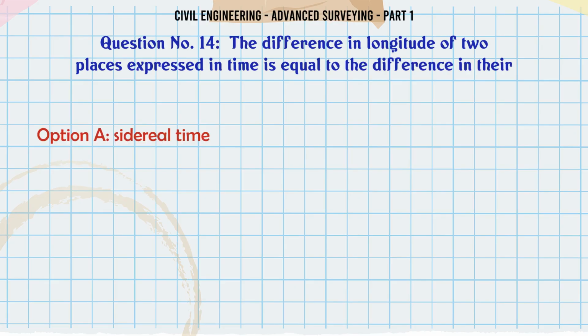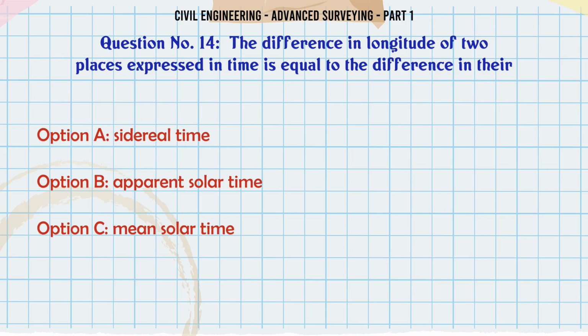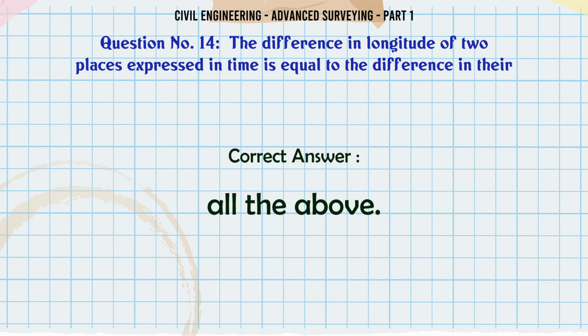The difference in longitude of two places expressed in time is equal to the difference in their: A. Sidereal time, B. Apparent solar time, C. Mean solar time, D. All the above. The correct answer is all the above.